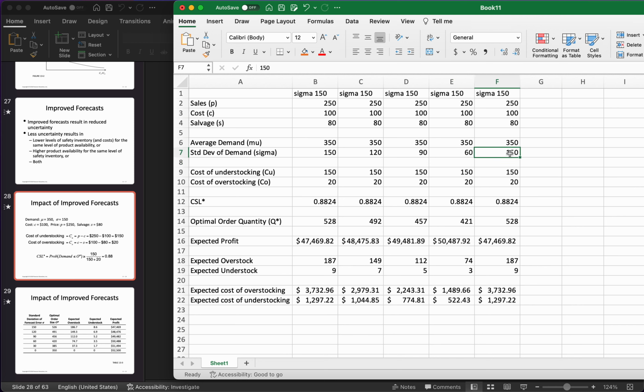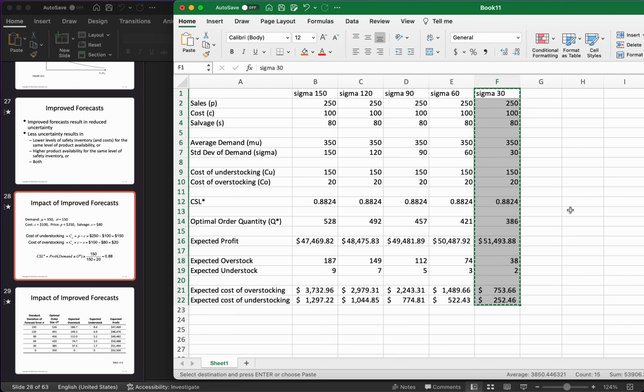Profit increases. If it goes down even further to 30, again optimal order quantity decreases. Cycle service level remains the same. Expected profit also goes up, and you'll notice that the amount of overstock is way lower because a standard deviation of 30 is very, very precise. You're essentially saying that you have very little variation in demand, right? So these are the different values that we're looking at: 60, 30, and let's look at one absurd example at the end.